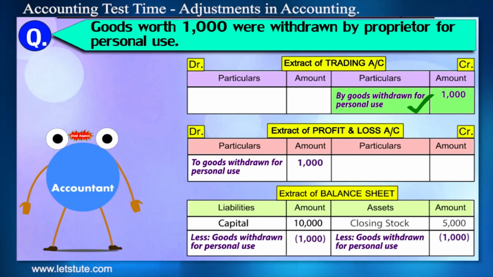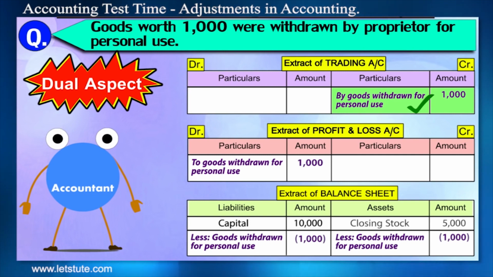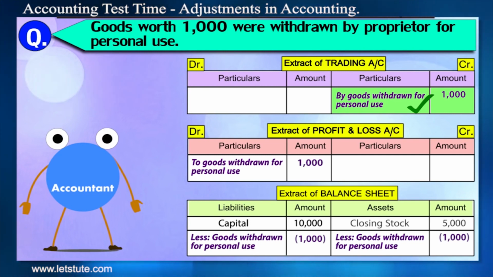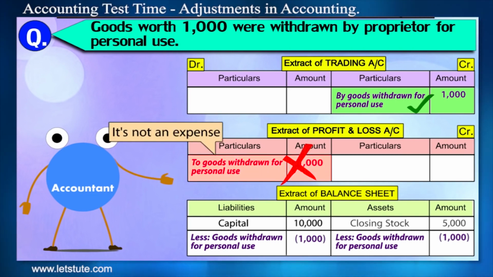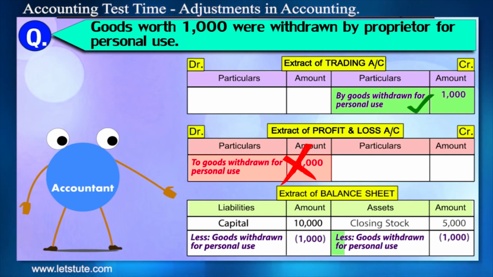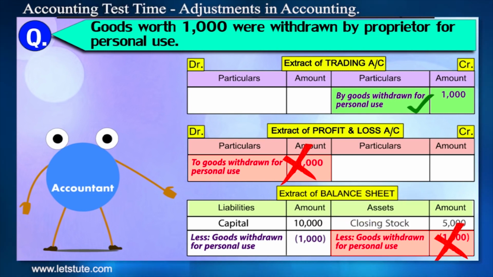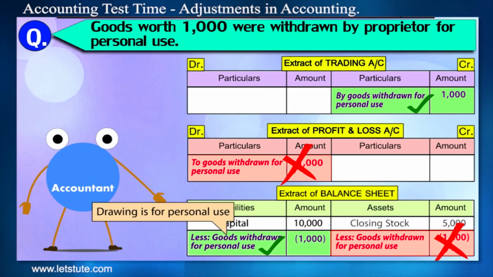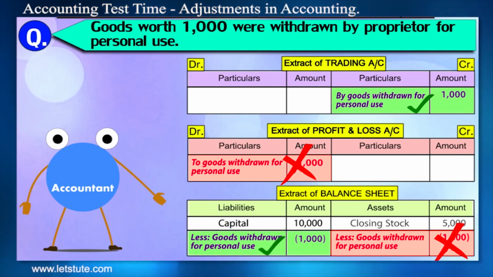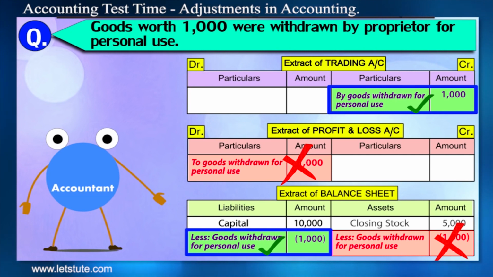And as we know, as per dual aspect, there will be two effects. So where will be the second effect? So the second effect will be in profit and loss account? No. Then in closing stock? It's already adjusted through trading account. This is posted correctly, since it is a drawing for personal use. So these are the two effects which are posted correctly.